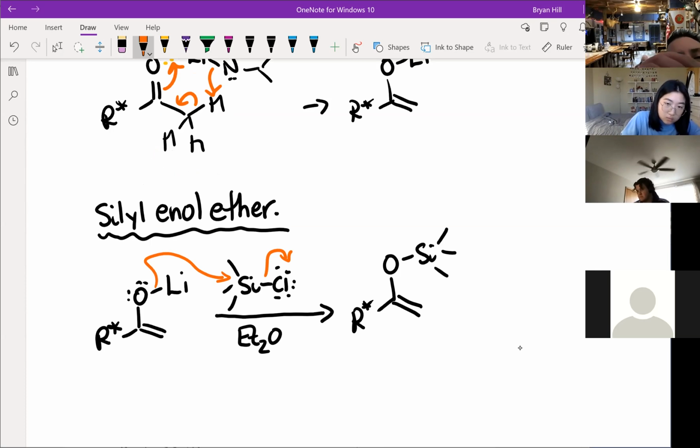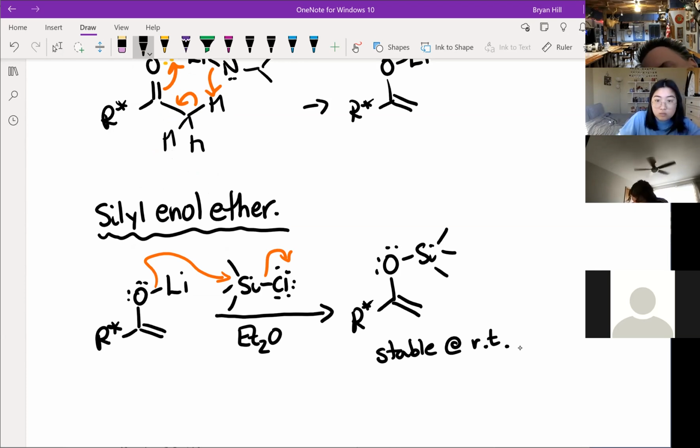But yeah, so the result is that you've made a silicon-oxygen bond, and these things are stable at room temp. They're not particularly stable in water, though. So you basically want to avoid water, because under acidic conditions and basic conditions, this can be hydrolyzed. So that's just one of the caveats. So you'd make this and then you'd evaporate the solvent to have this stable equivalent.